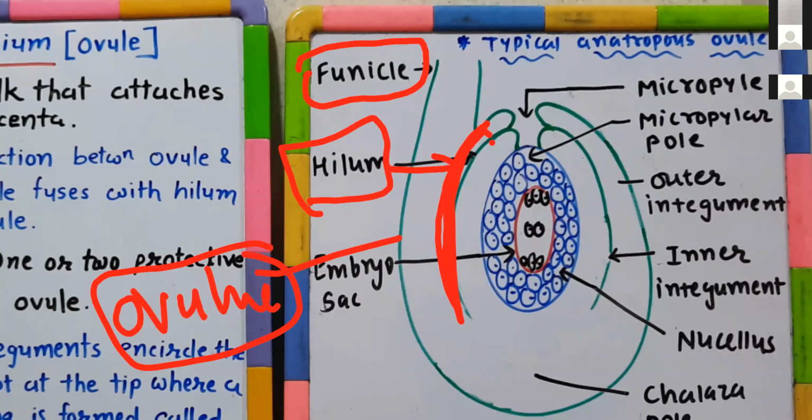On one side there is the ovule, on the other side there is the funicle, and between the two is the attachment. This point of attachment, this site of union, that is termed as hilum. The body of the ovule fuses with the funicle in the region that is called hilum. It indicates the union of ovule and funicle. I hope you have understood the same.